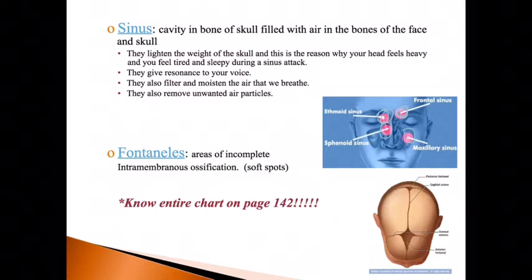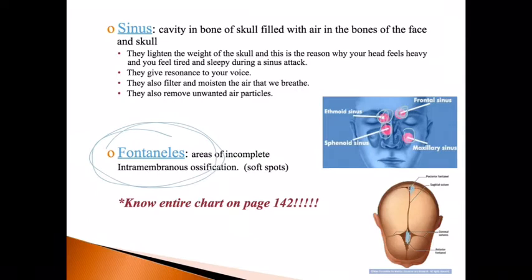And then finally, these fontanelles. These are areas of incomplete intramembranous ossification, which basically is a big term for the soft spots that we talk about in a baby's head. If you look here, here are your big fontanelles. These are the soft spots, and the reason we have them when a baby's born is because we need the baby's head to be kind of moldable, meaning we don't want it to be completely solid when it's coming out of a woman's vagina, because otherwise that would be a pretty tough delivery.